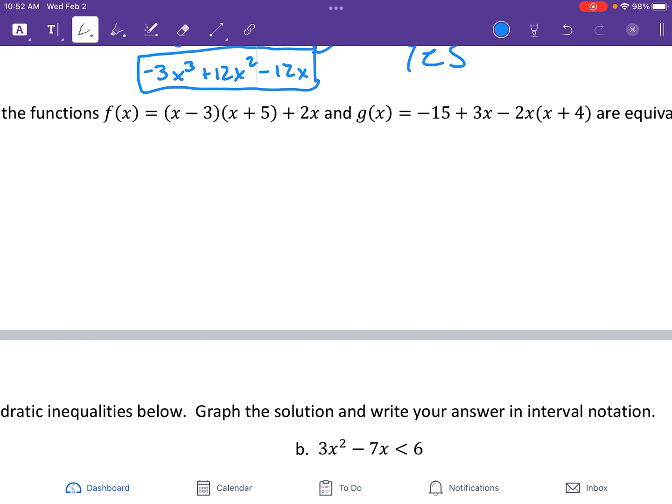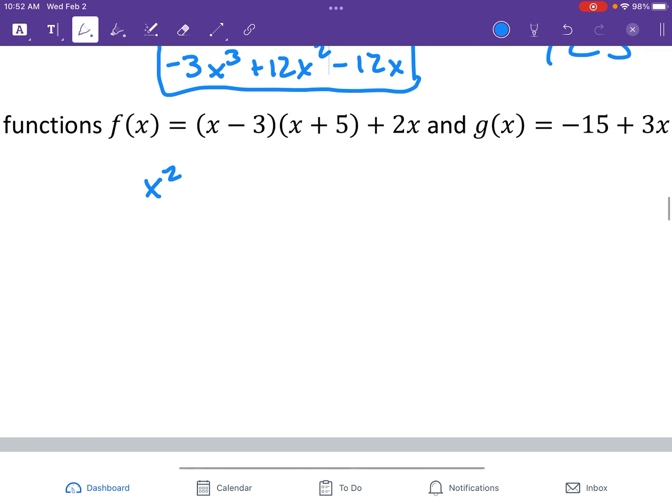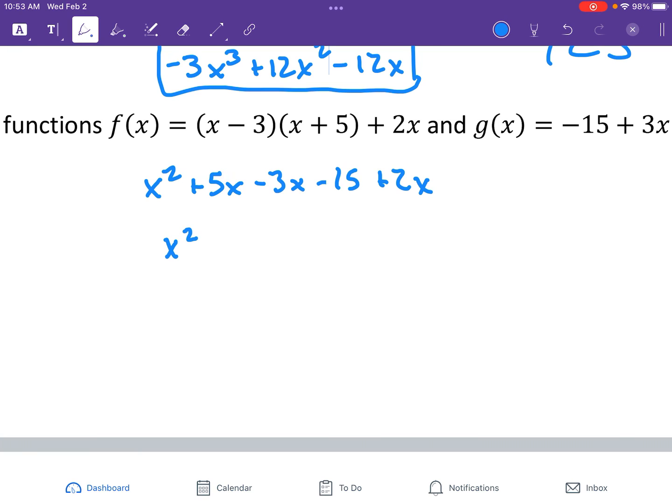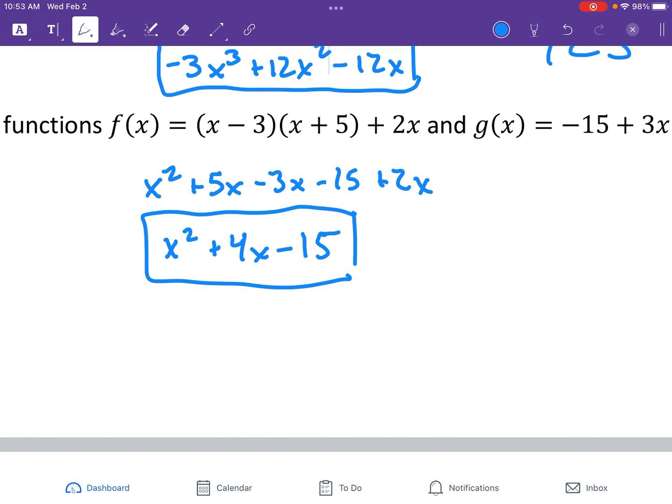We have to multiply the stuff in the parentheses. X times x is x squared. X times 5 is 5x. Negative 3 times x is negative 3x. Negative 3 times 5 is negative 15. And then we have a plus 2x on the back end. It's just hanging out. Combining the like terms, the x squared is all by itself. We have 5x minus 3x plus 2x, which is going to give us 4x. And then minus 15. So that's the first answer.